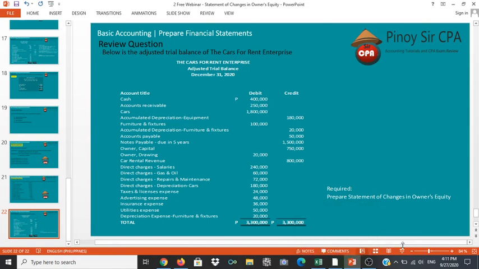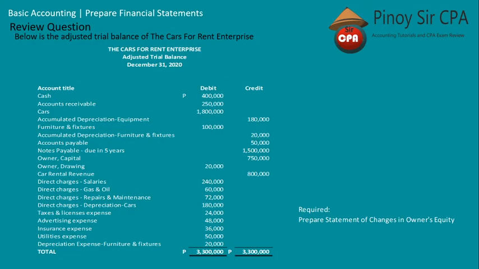Teka, palakayan natin. Yan. Can you help me get the equity balance? Then after that, papakita ko kung paano i-prepare yung statement of changes in owner's equity sa problem na to. Okay? Just help me with the ending capital balance. Magkano po?